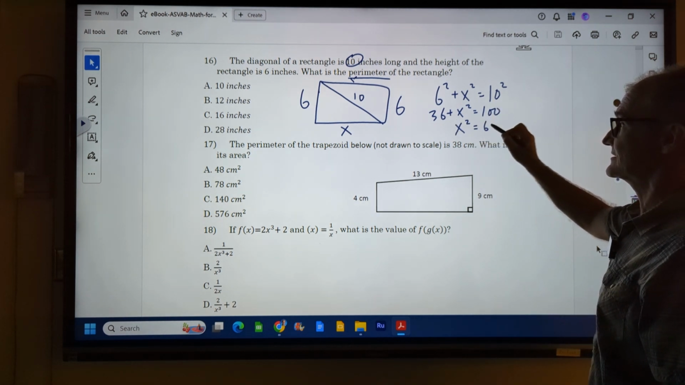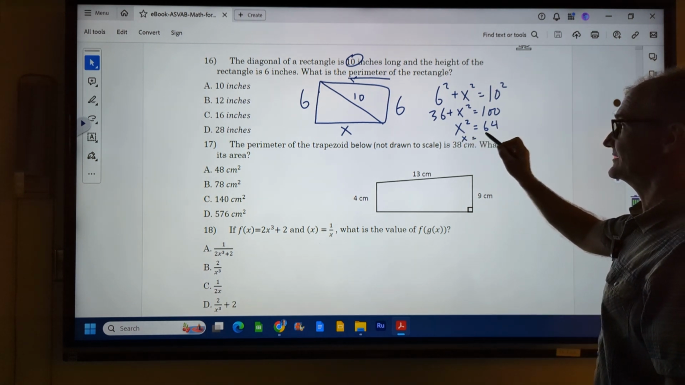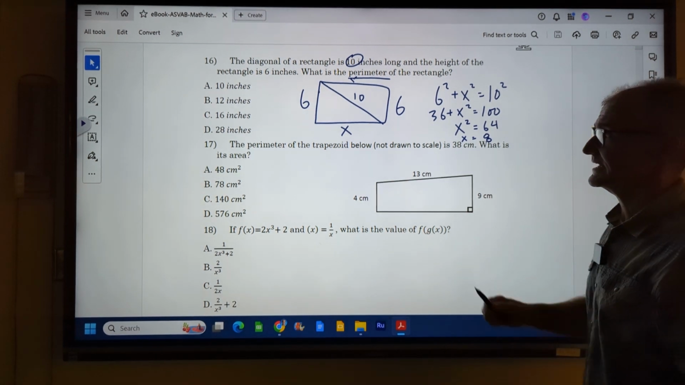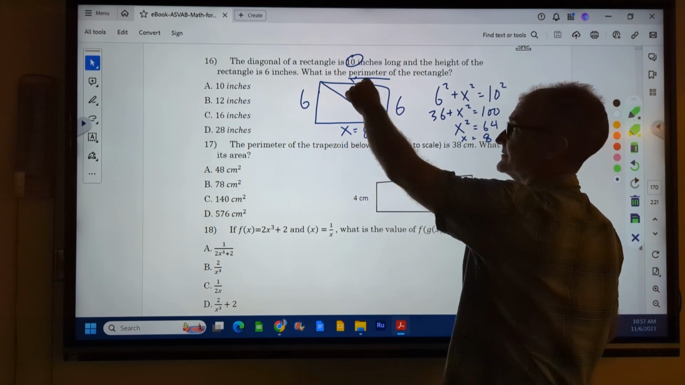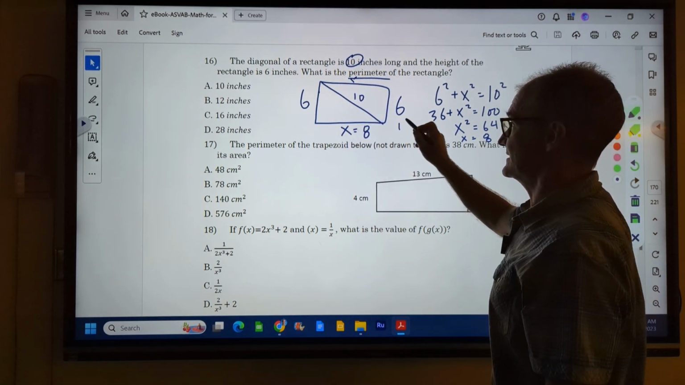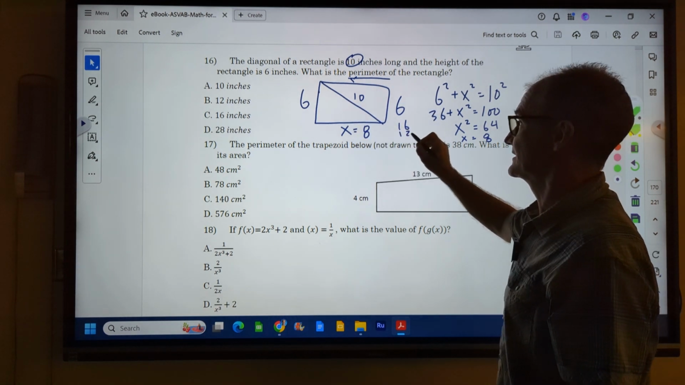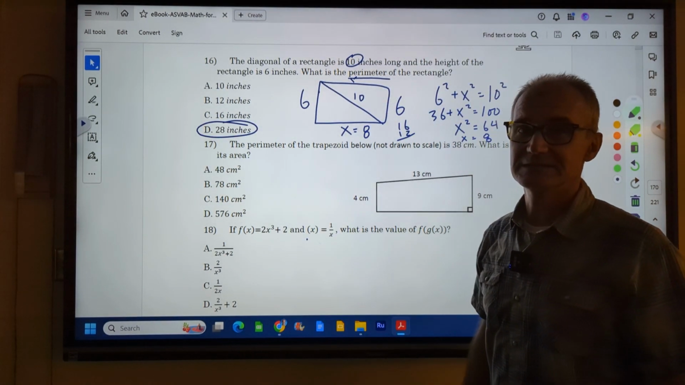X squared equals 64. Square root of both sides. X is actually equal to 8 or negative 8. But I discard the negative because we're talking about the length of a side. So then I know this side here is 8. Again, 8 plus 8, 16. 12 plus 6 plus 6, 12. 16 and 12, 28. Correct answer, D, right there.